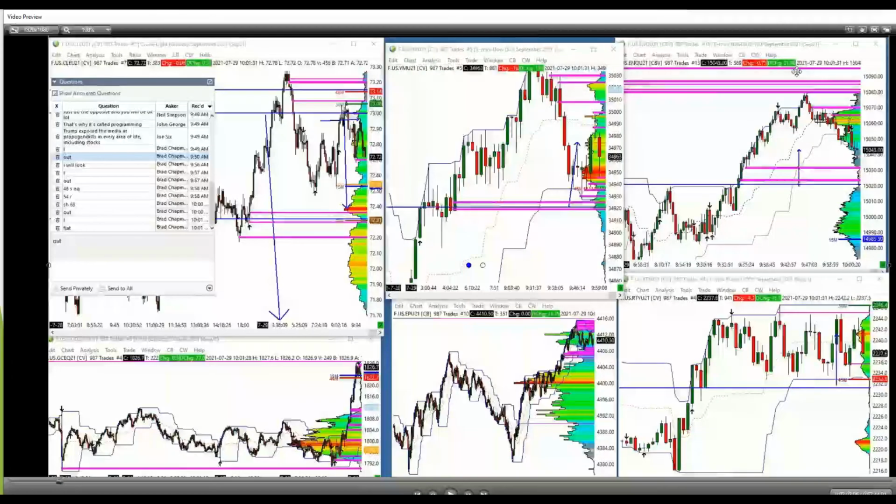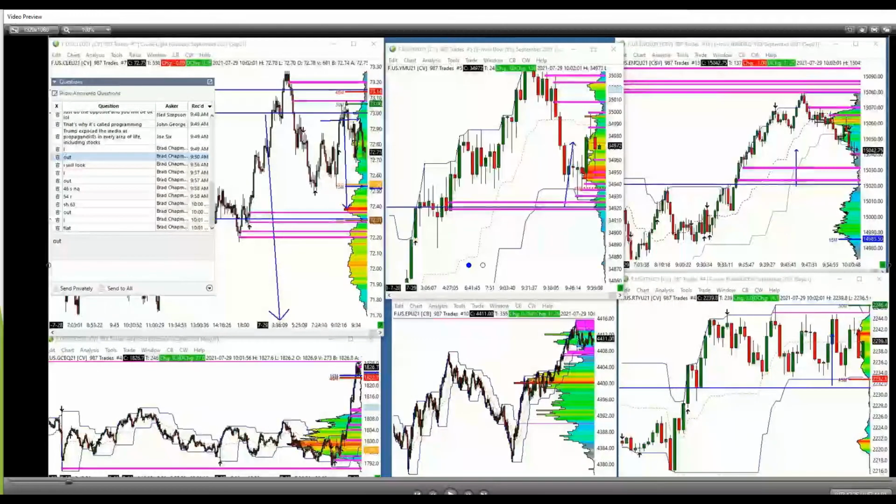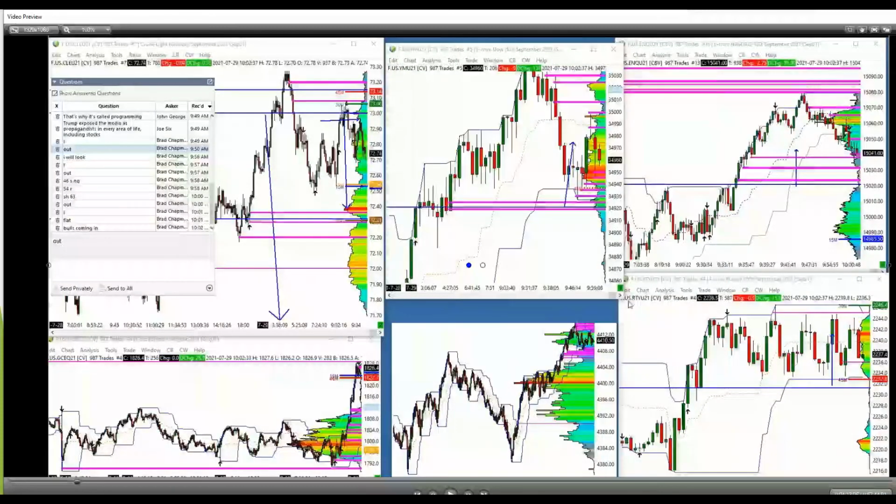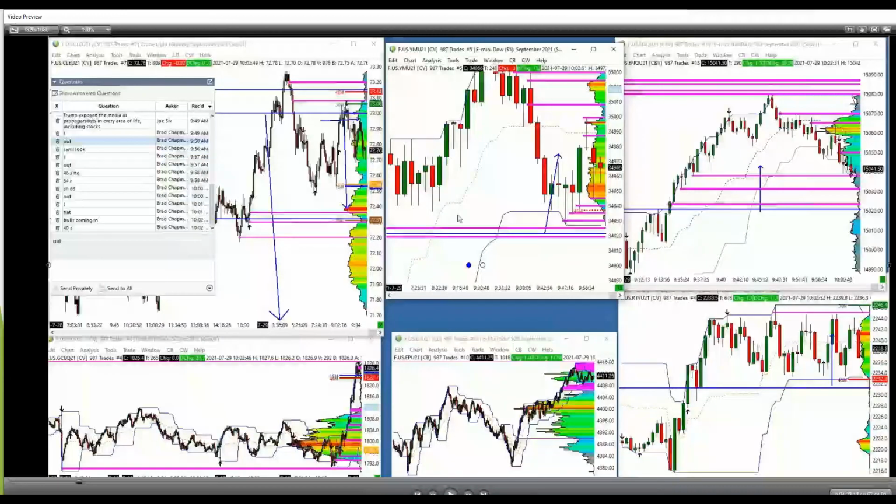Now, focus on the Nasdaq and focus on my typing. I don't know if we can catch it, but you can join the trials and you'll see. You see, I'm typing down there. All these are possible scalping with confirmation. If you see me typing, this is as it was happening. Okay. Now remember, I'm anticipating a long, right?